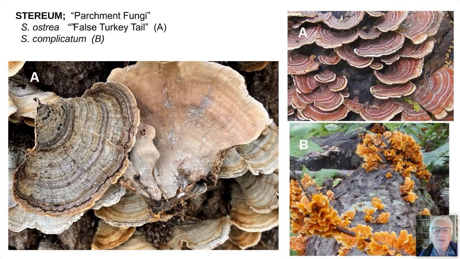And this is the false turkey tail here. They're called a parchment fungus. And here the spores come directly, the basidium is directly mounted on the tissue. And so it's very smooth here. There's no pores at all. So this is called parchment. They're very thin, and these will press very nicely, very easily. And again, they have the alternating bands of color, and some of them can be much more pigmented than these are here. These were growing on oak.